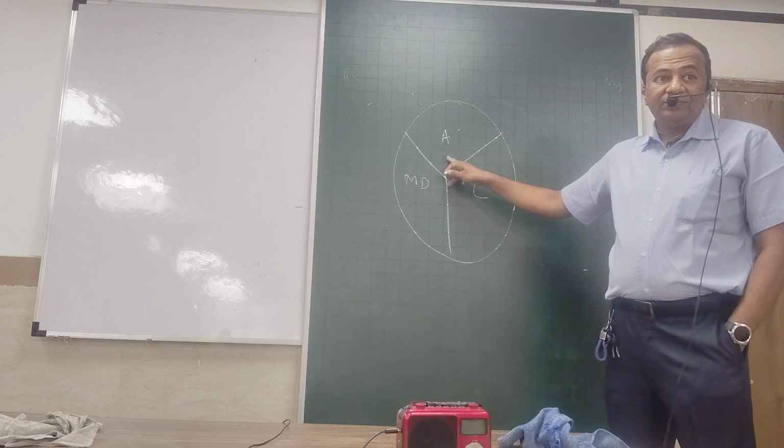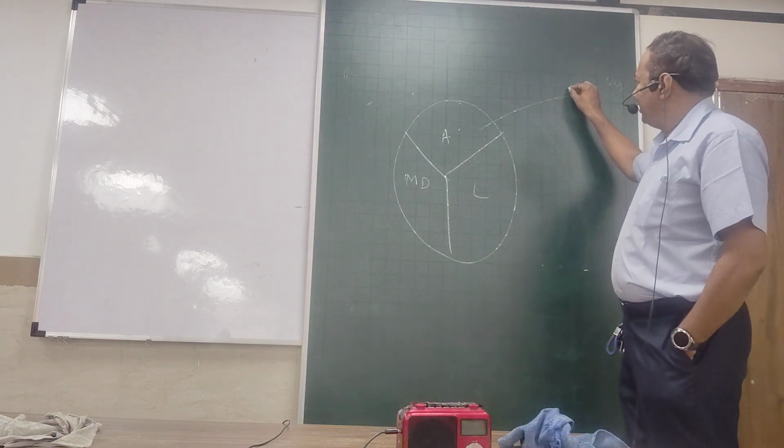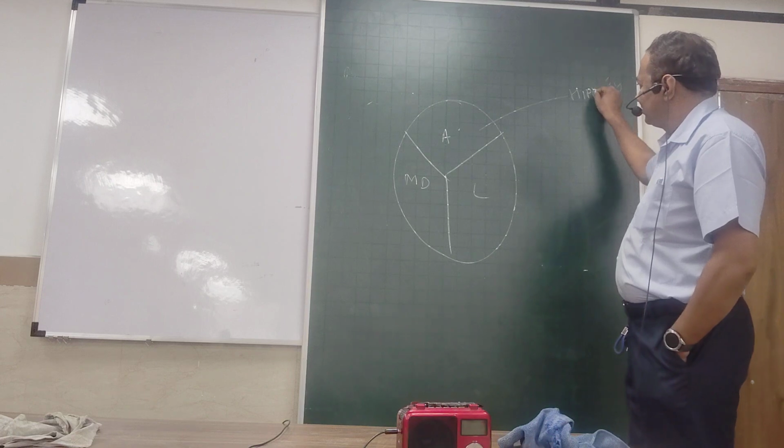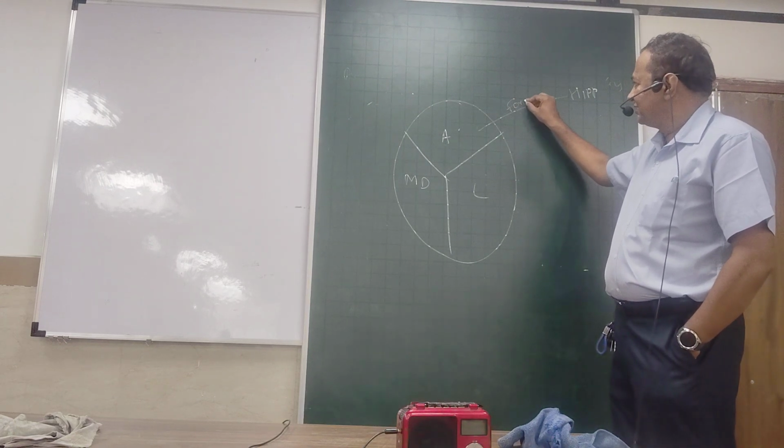Anterior group is the one which is connected to the limbic system. So it is connected to hippocampus. It is connected to hippocampus via fornix.